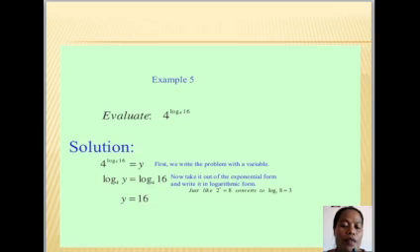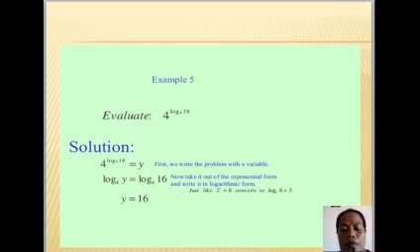Example 5. Evaluate 4 to the power of logarithm of 16 to the base 4. First we write the problem with a variable: 4 to the power of logarithm of 16 to the base 4 is equal to y. Now take it out of the exponential form and write it in logarithmic form.